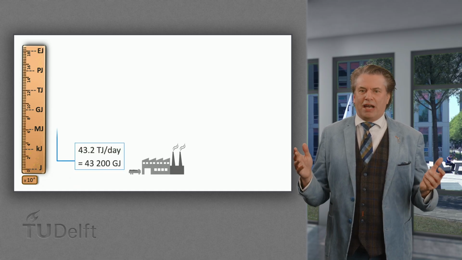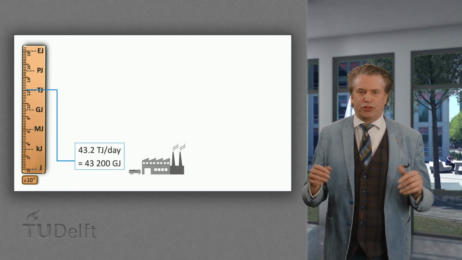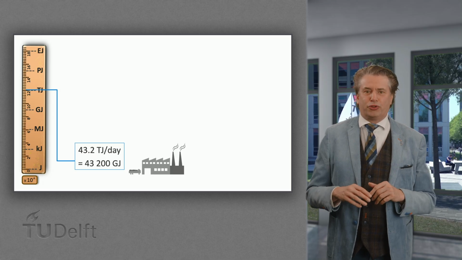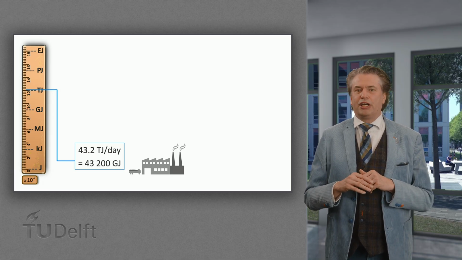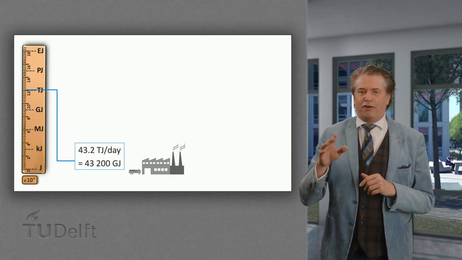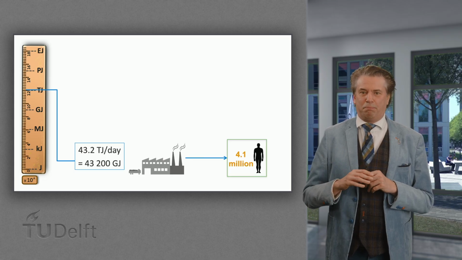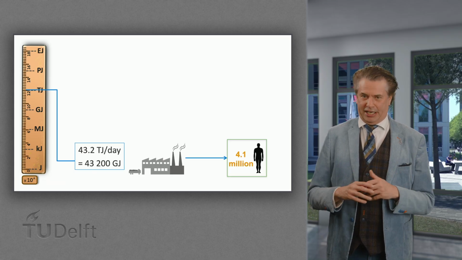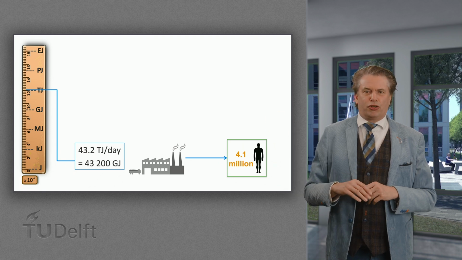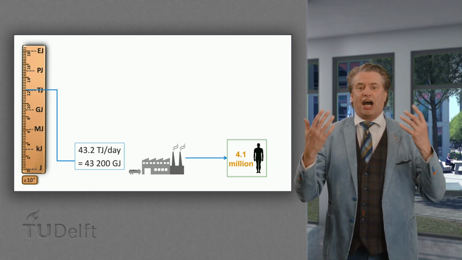A regular 500 megawatt coal-fired power plant produces over 43,000 megajoules or 40.32 gigajoules daily. This is enough energy for over 4.1 million people to sustain themselves for a day. The next step on the scale is the consumption level of an entire country.